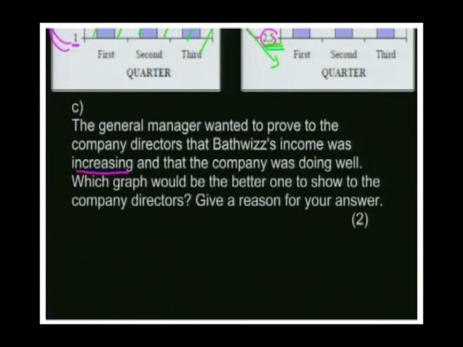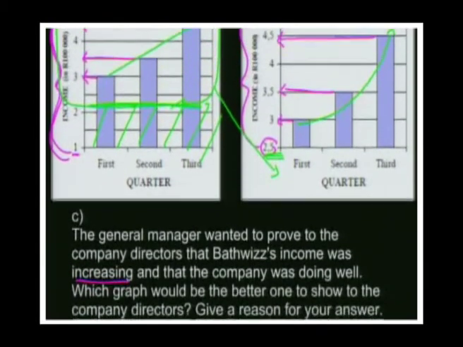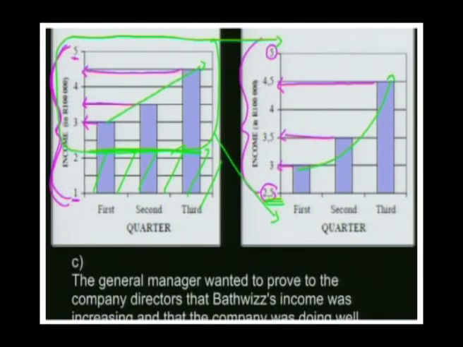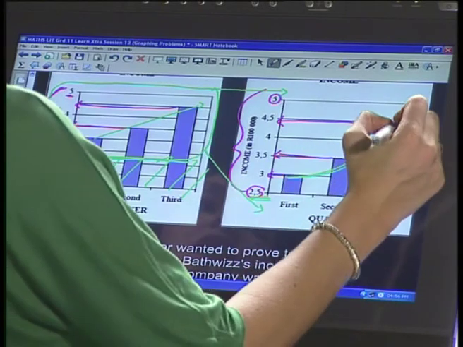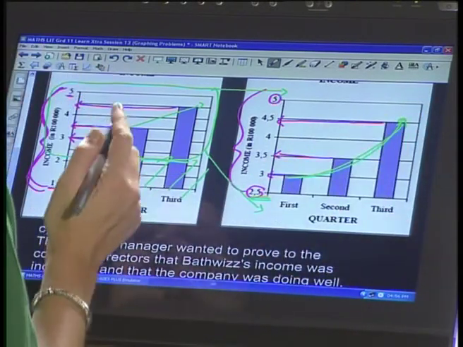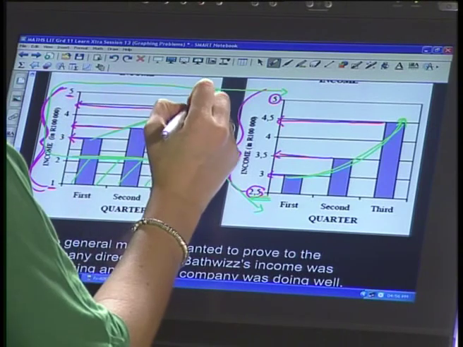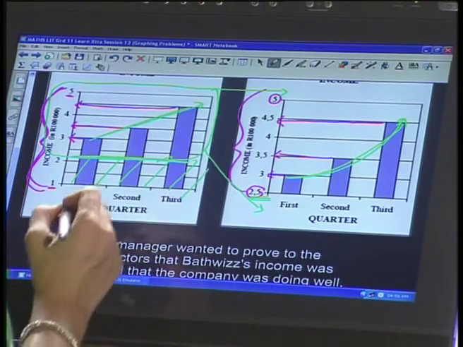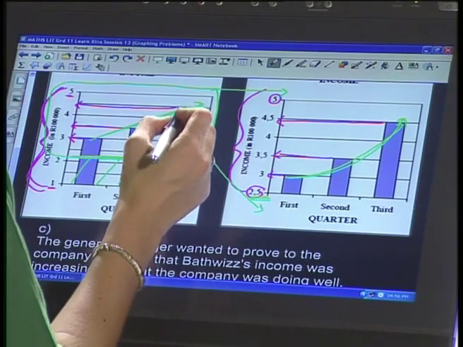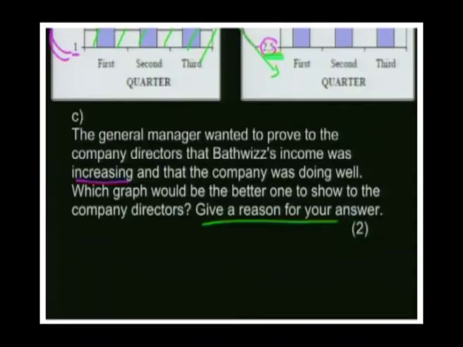Which one would be better to show the company's directors? Well, I think we can all agree that graph number 2 would be better because it makes it seem like the increase in income is getting bigger and bigger, whereas in actual fact, this graph is a little bit more of an accurate representation, as the income is increasing, but it isn't zoomed in on, if I could say it that way. And you can give a reason. I'm sure your reasons will be very similar to mine. Try to explain that the scale on our vertical axis has been changed.